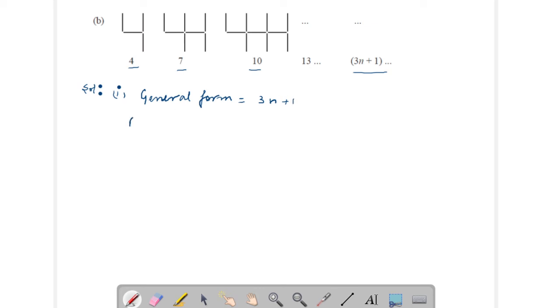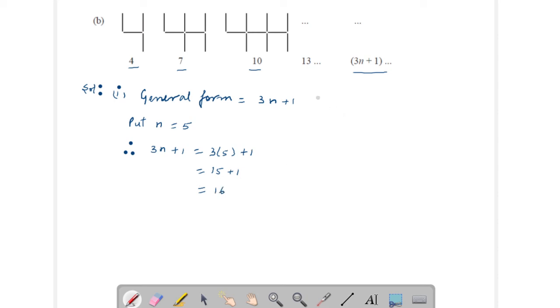Here put n equal to 5. Therefore, 3n plus 1 equal to, here replace n by 5. You can write 3 into 5 plus 1 equal to, open the bracket, 3 fives are 15, plus 1, that is 16.